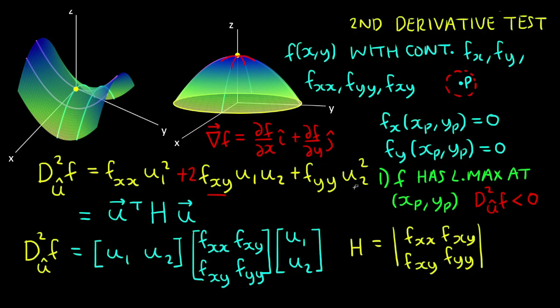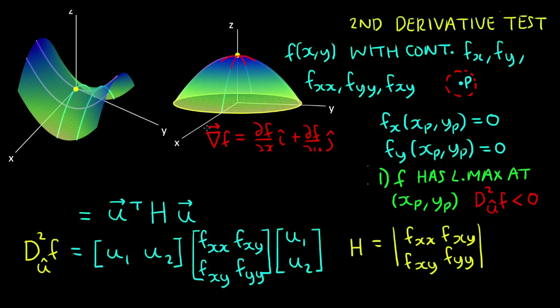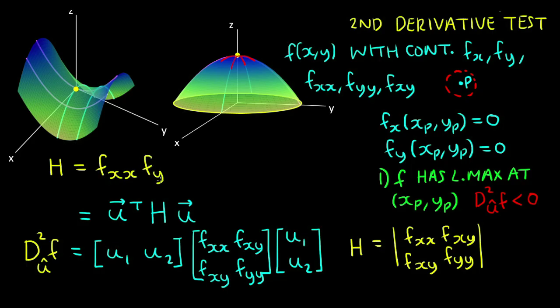And let's do that over here. So the Hessian, being the determinant of this matrix, is obtained by multiplying the cross terms and subtracting them from each other. So we have the second partial with respect to x, while the second partial derivative with respect to y, minus the partial with respect to x and y squared. So let's move this up here.